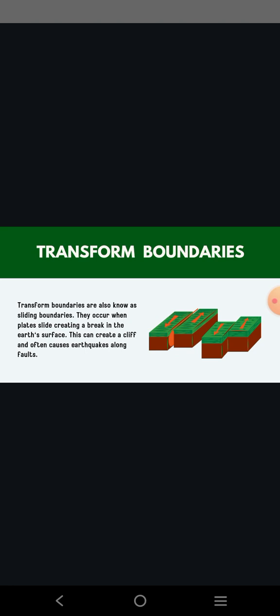So transform boundaries are when two plates slide past each other. This creates pressure or tension between the area. So the pressure is released, and this causes the shaking of the ground, which is called an earthquake.